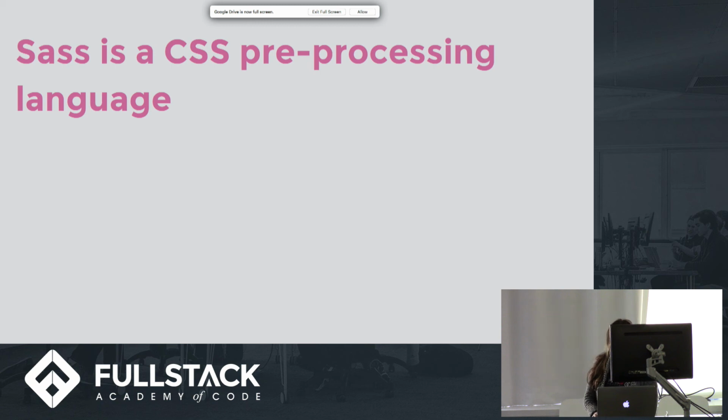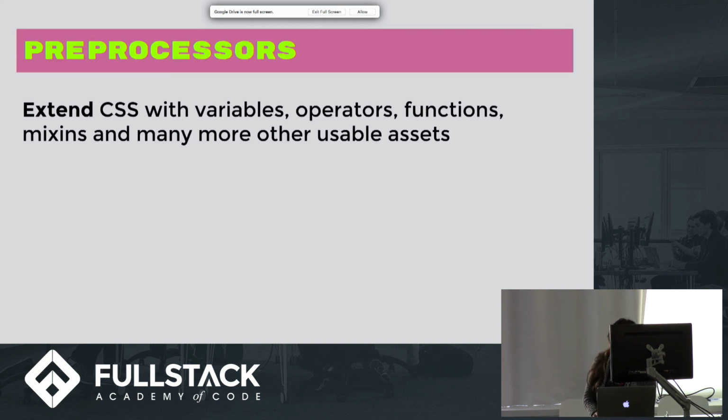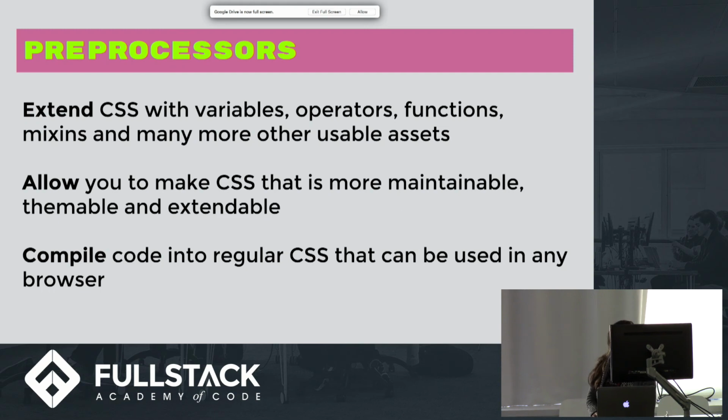Okay, so Sass is what is known as a preprocessing language. It is processed first into CSS before the browser can render it. So you have to do that translation first before rendering it to the browser. Preprocessors expand the functionality of CSS, and they make CSS more maintainable and themable, and they can be easily compiled and used in any browser. Other preprocessors are like Less, which you have probably heard of, but Sass is definitely probably the most popular one.